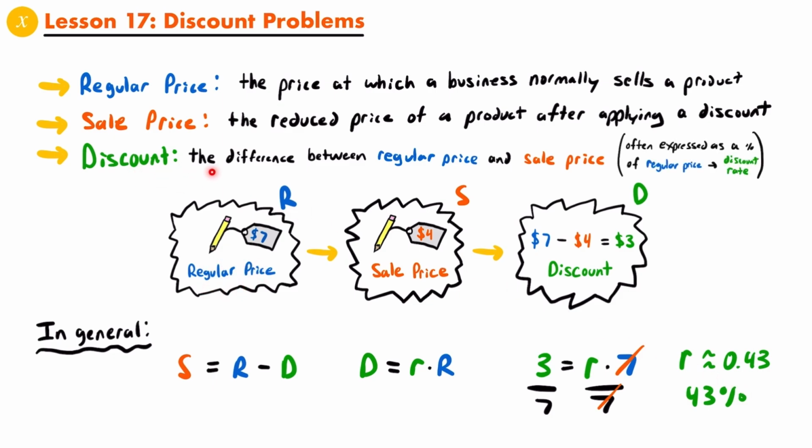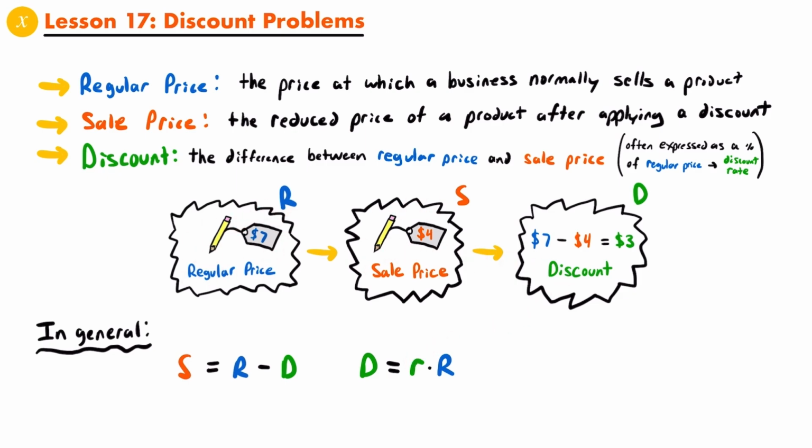Okay, so the discount is often expressed as a percent of the regular price, which we call the discount rate. And the reason I bring that up is because we can put these two equations together to form one equation, or one formula, that can be used to solve discount problems in algebra where we don't know one of these values, whether it's the regular price, the sale price, or the discount rate R.